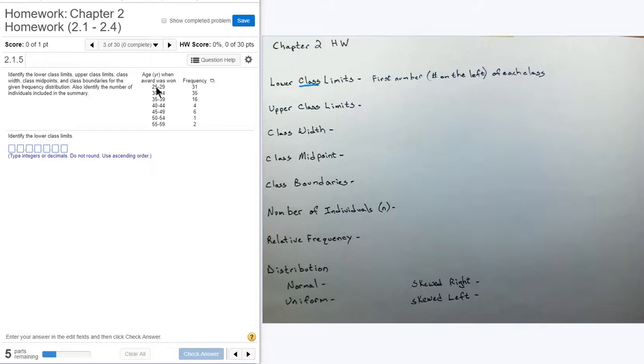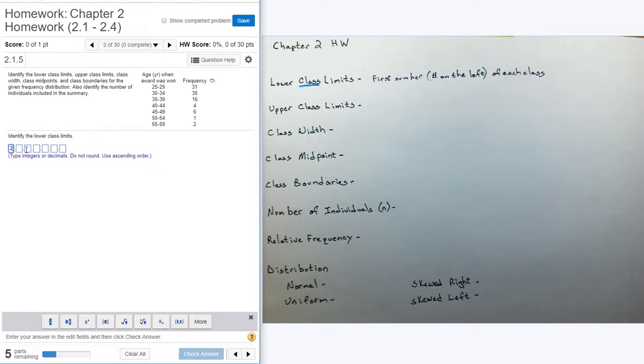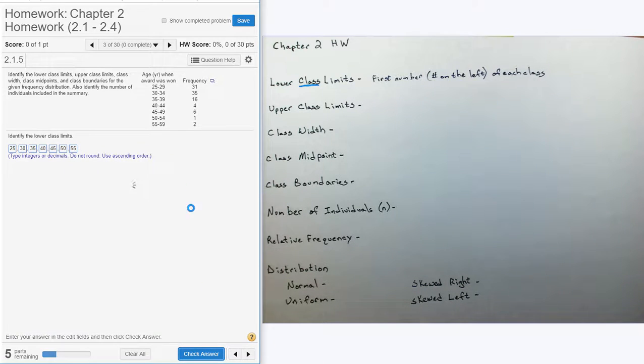The number on the left of each one of those classes, or the first number in that class, is my lower class limit. It's the lower of all those numbers in that class. So that's my lower class limit, and then all you need to do is type those in. One thing to be sure you're paying attention to whenever you're working these problems is what's typed in the blue, how to input your answer. That's something that can get me, and you sit there and battle with it, and you have the right answer, except you have an extra decimal point, or you put in too many decimal points, or it says make it a fraction. So pay attention to that. This one says ascending order, so going from smaller to larger. Let's check our answer.